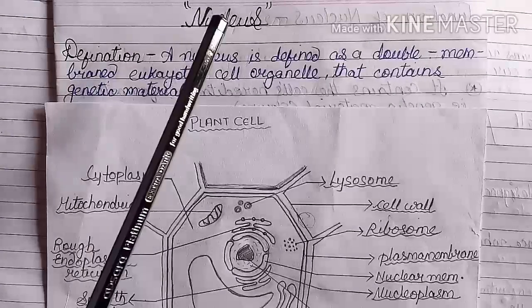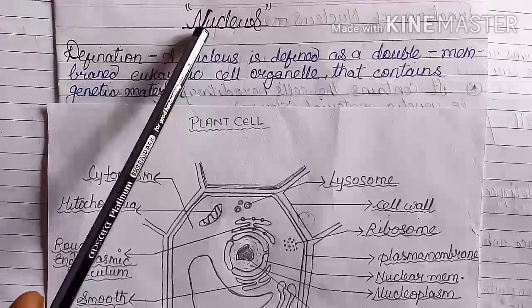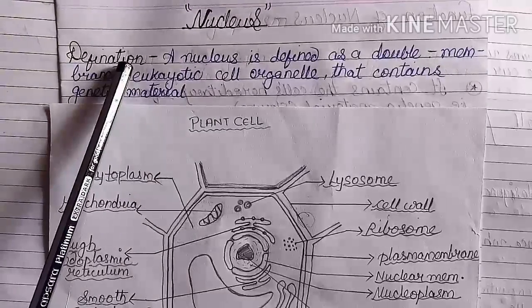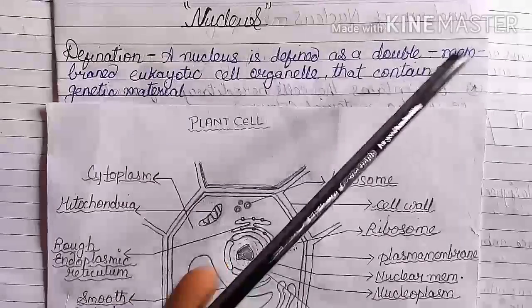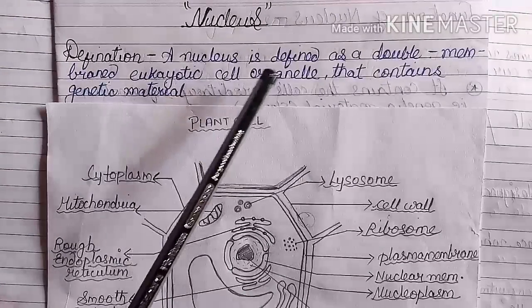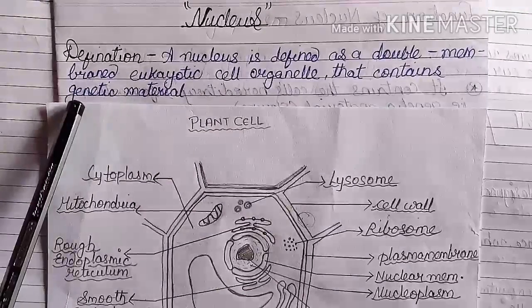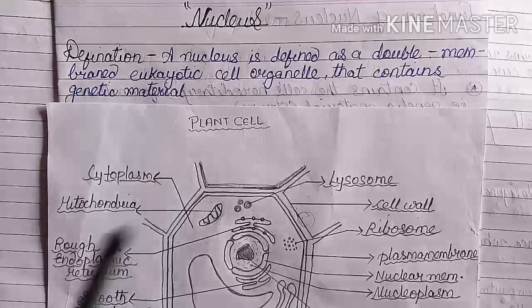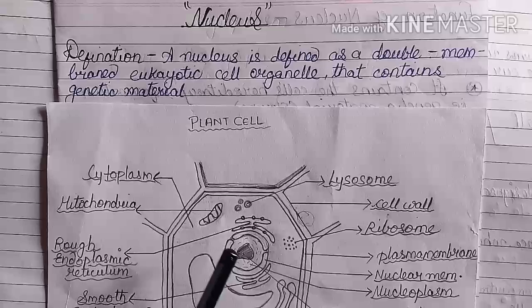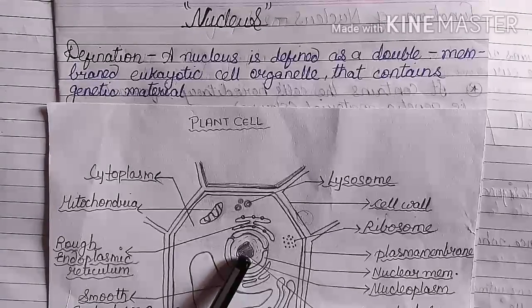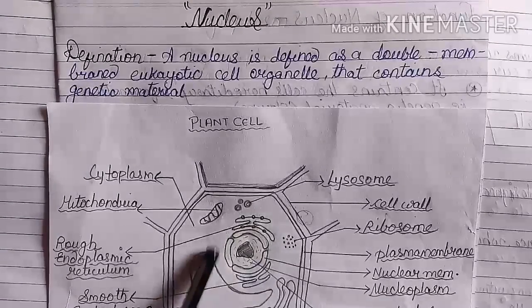Now the next organelle is nucleus. The definition of nucleus is, a nucleus is defined as a double membraned eukaryotic cell organelle that contains genetic material. Please see this diagram. As you can see, it is present in the center of the cell, so you can say that it is the heart of the cell.